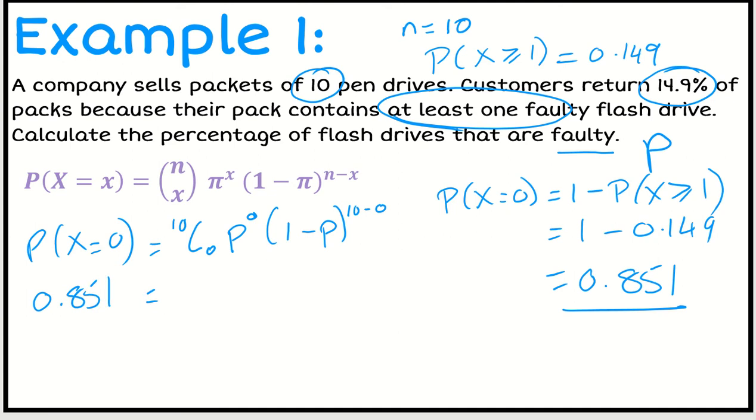Anything choose 0 is always going to be a value of 1. And equally, p to the power of 0, anything to the power of 0, is always equal to 1. So both of those terms cancel to just 1s. So I'm going to be left with 1 minus p to the power of 10. So this is what I need to go and solve. So I'm going to get 0.851 equals 1 minus p to the power of 10.